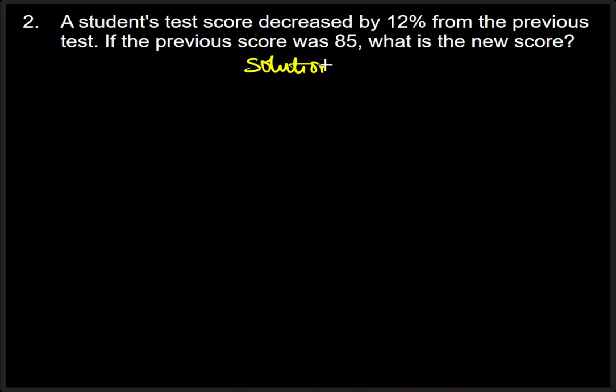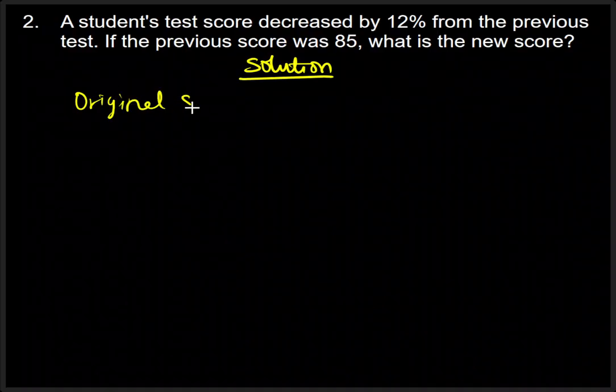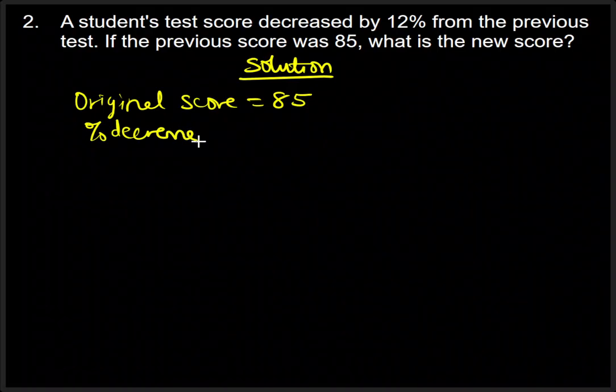Solution. A student's test score decreased by 12% from the previous test. If the previous score was 85, what's the new score? So we can see that the original score equal to 85, and then the percentage decrement equal to 12%. All right, so we have to find the new score.